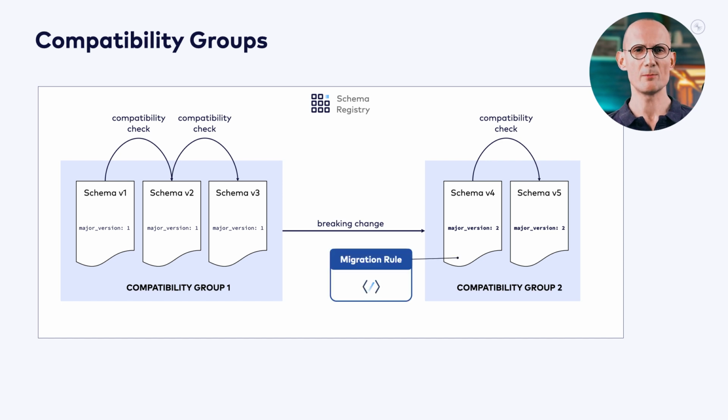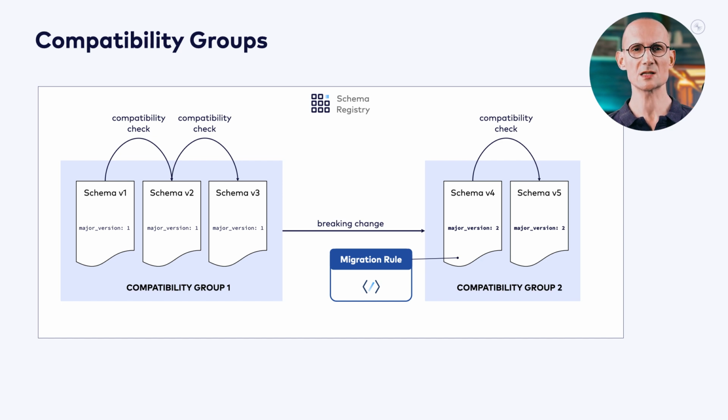That's where we use a migration rule. A migration rule holds a small piece of code which allows you to transform the data from one group to another. You can create several such rules and register them in the Schema Registry. When you do so, a new version of the schema is created with the rules attached.